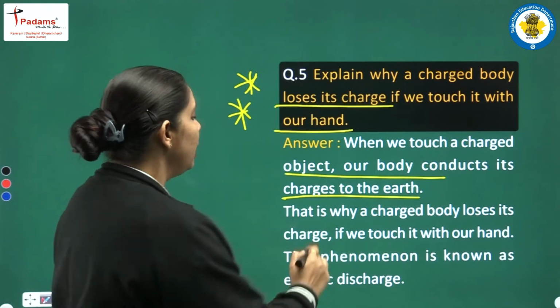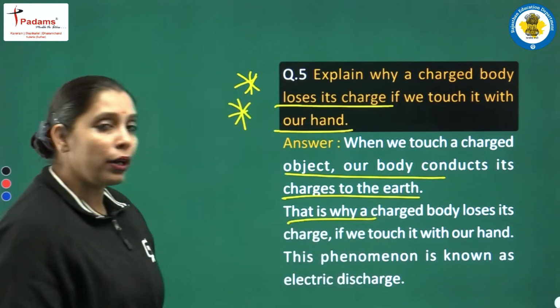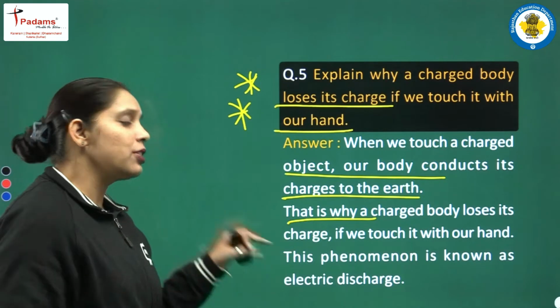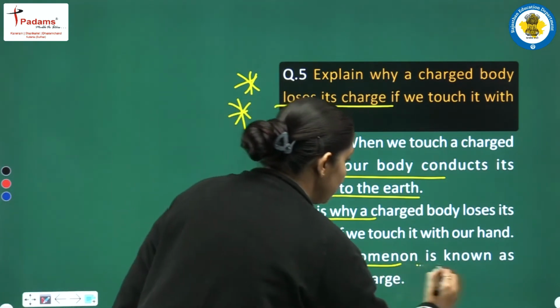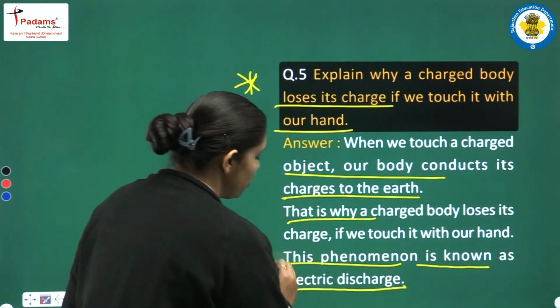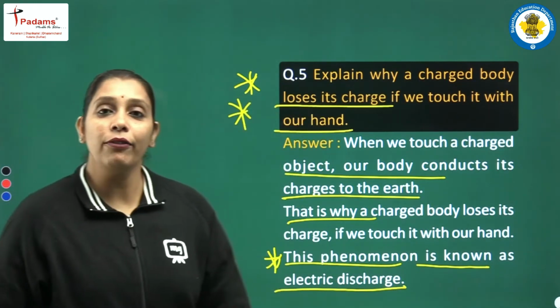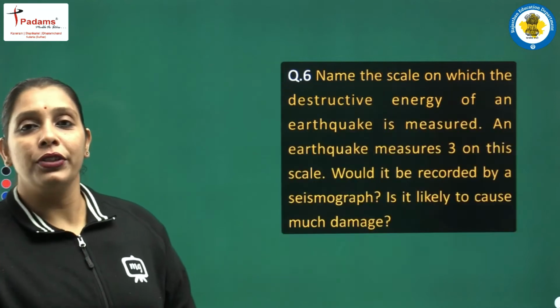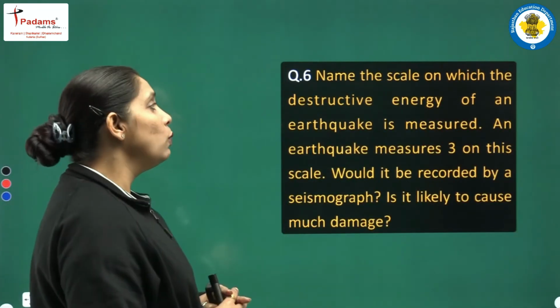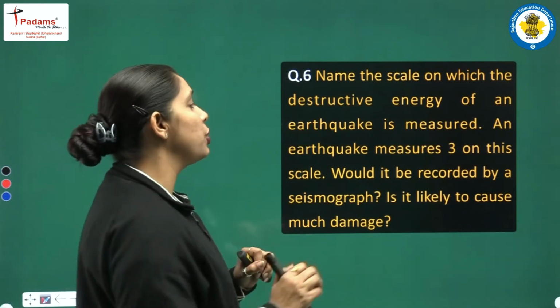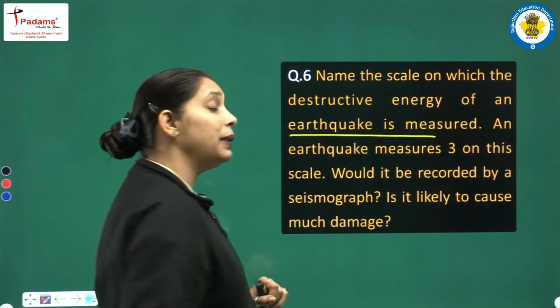Clear everyone? That is why a charged body loses its charge if we touch it with our hand. This phenomenon is known as electric discharge. Is it clear everyone? Okay, move to the next question, and the next question is, name the scale on which the destructive energy of an earthquake is measured.